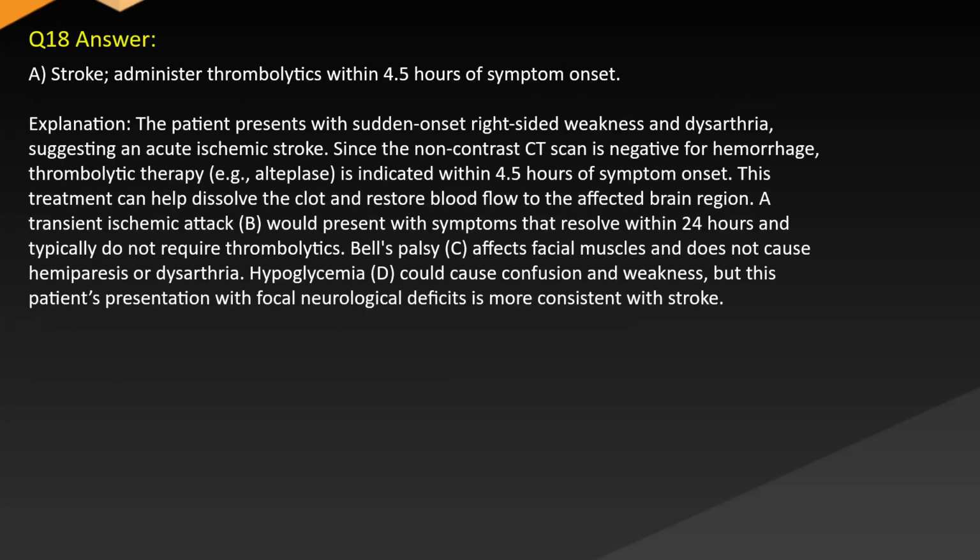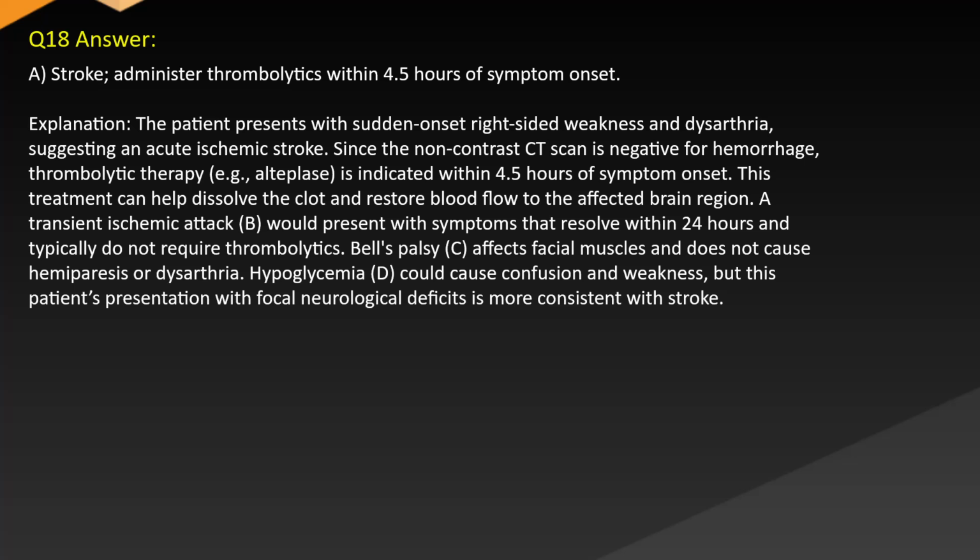Answer: A. Stroke. Administer thrombolytics within 4.5 hours of symptom onset. Explanation: the patient presents with sudden onset right-sided weakness and dysarthria, suggesting an acute ischemic stroke. Since the non-contrast CT scan is negative for hemorrhage, thrombolytic therapy with alteplase is indicated within 4.5 hours of symptom onset. This treatment can help dissolve the clot and restore blood flow to the affected brain region.